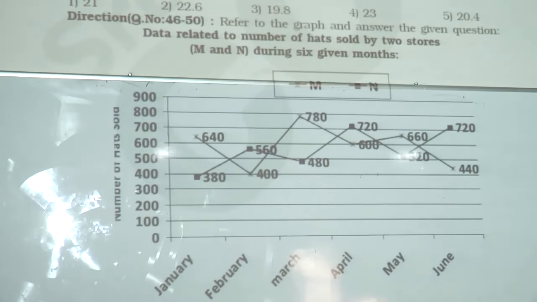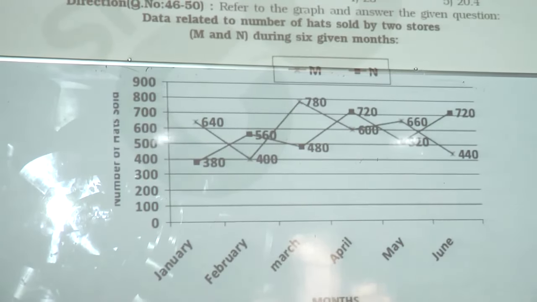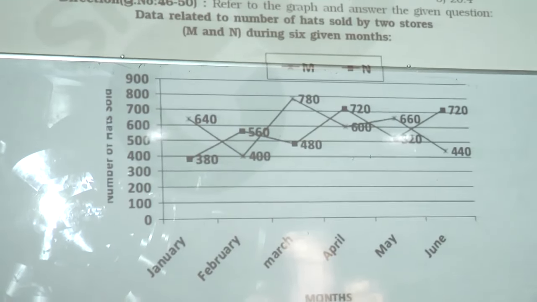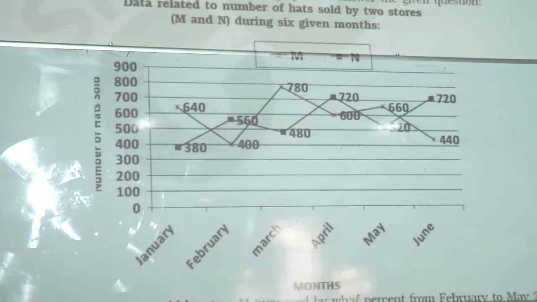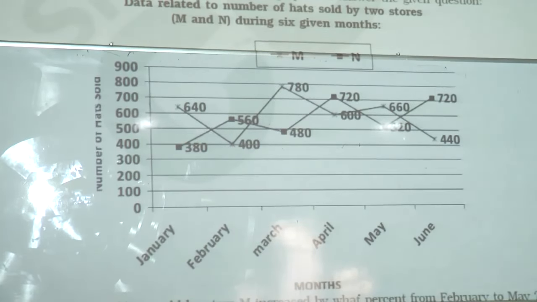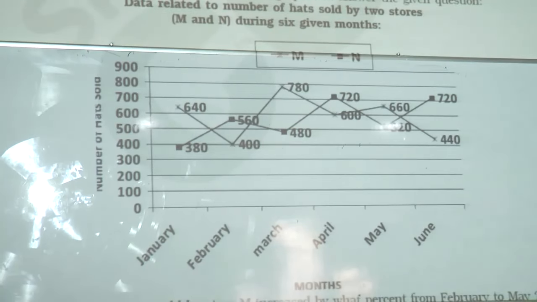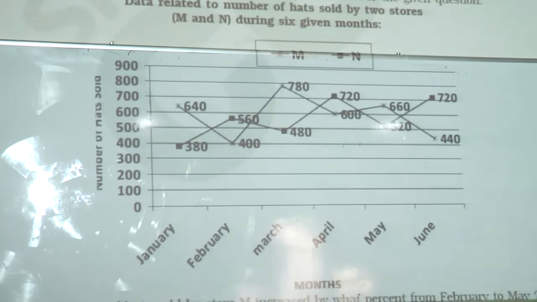Store M and N sell only 2 types of hats, Fedora hats and trial by hats. If the respective ratio of the total number of Fedora hats and the total number of trial by hats sold by stores M and N together during March is 9:5, what is the total number of Fedora hats sold by stores M and N together during March?